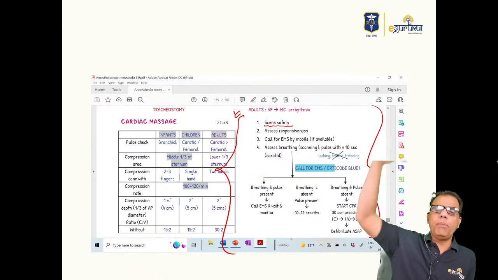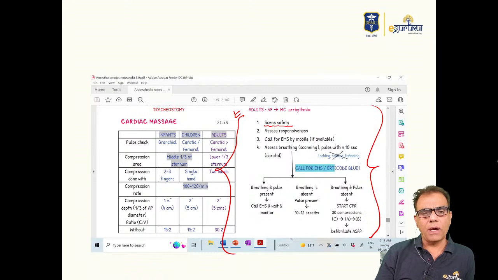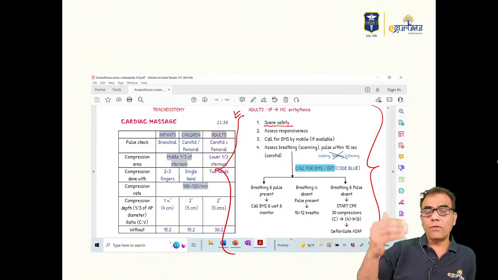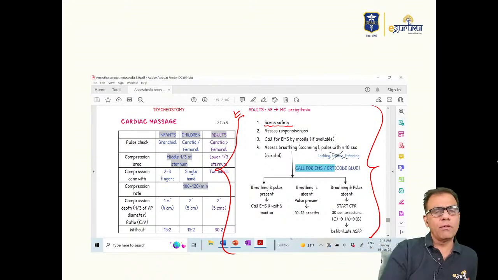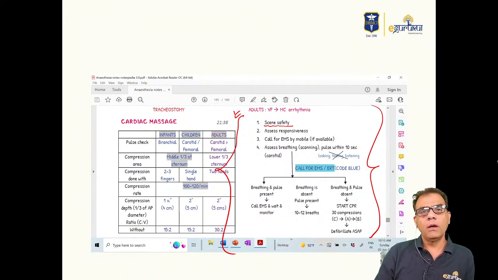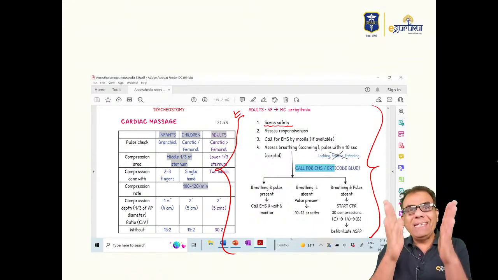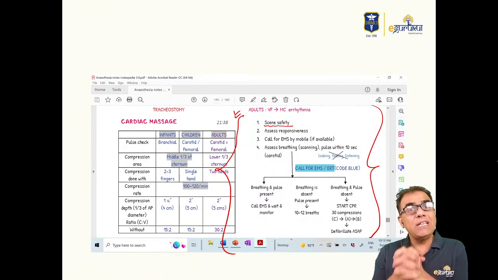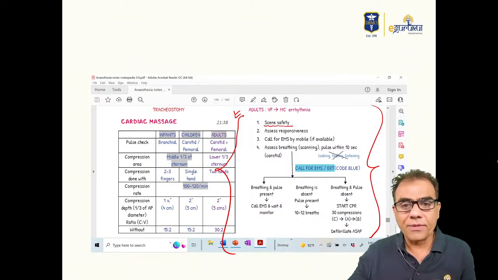It is not that some building is collapsing and you start doing CPR, then somebody will have to do your CPR. Or if there is an accident in the middle of the road and you start doing CPR, then somebody may be doing your CPR on the other side of the road. So scene safety is very important. First thing, the scene should be safe, then only act.